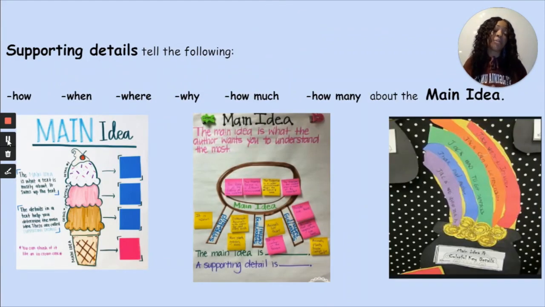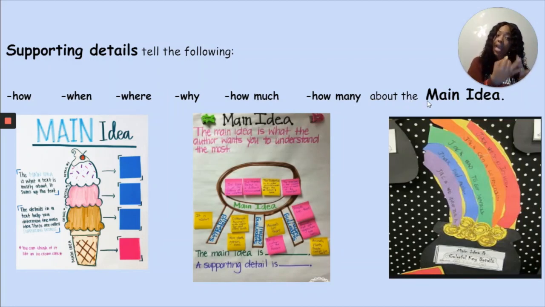First grade friends, supporting details are very, very important. They have so many jobs in a picture, in a text, or in a video. So right now, let's go over the super important jobs of supporting details. They tell how, when, where, why, how much, and how many about the main idea of a video, text, or a picture. Of course, we are focusing on non-fictional text.